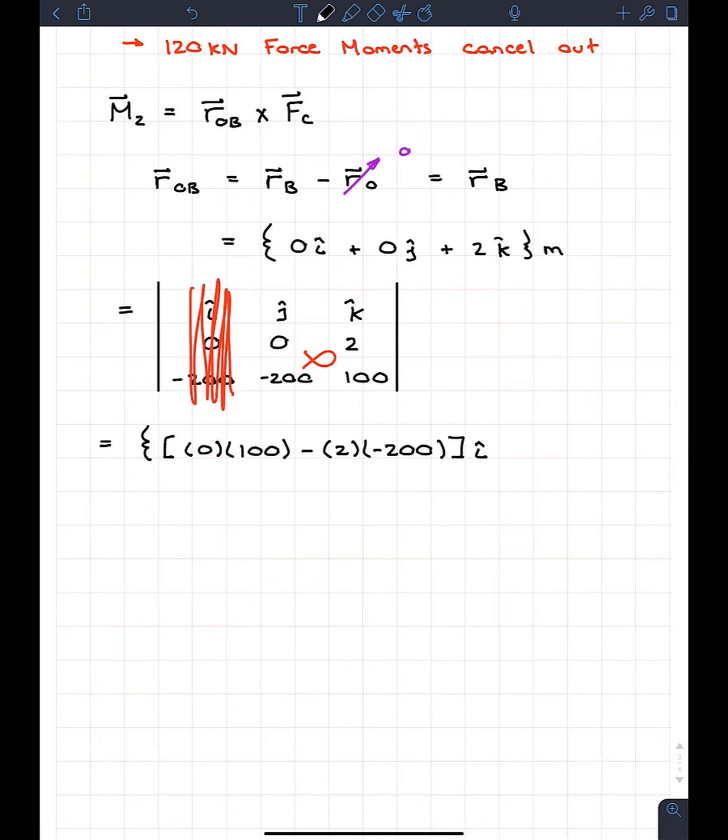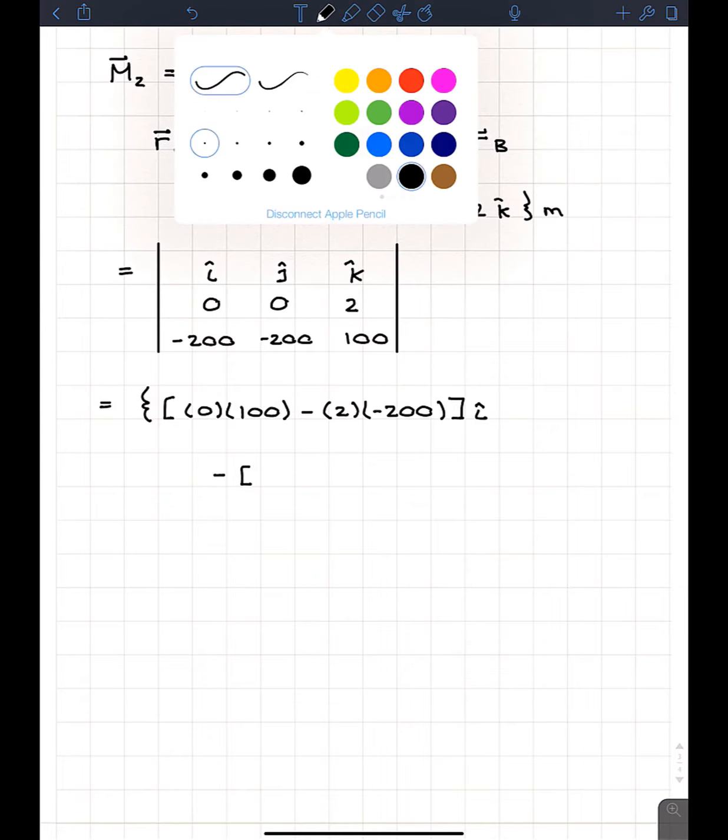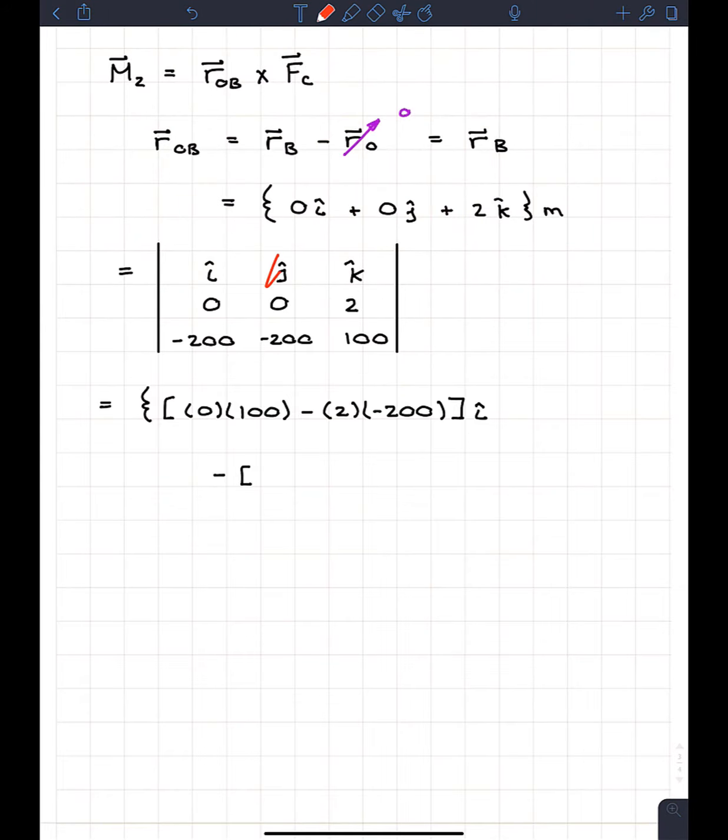Now the only thing that you're going to have to remember by yourself, which is very, very important, is that the J component always starts off with a negative. So we're going to go minus, then in brackets, and we're going to do the fish method again. I'm looking for J, so let's cross off everything in that J column. Now let's do a fish. Starting at the top left, we go down, we go up, and then to the other side.